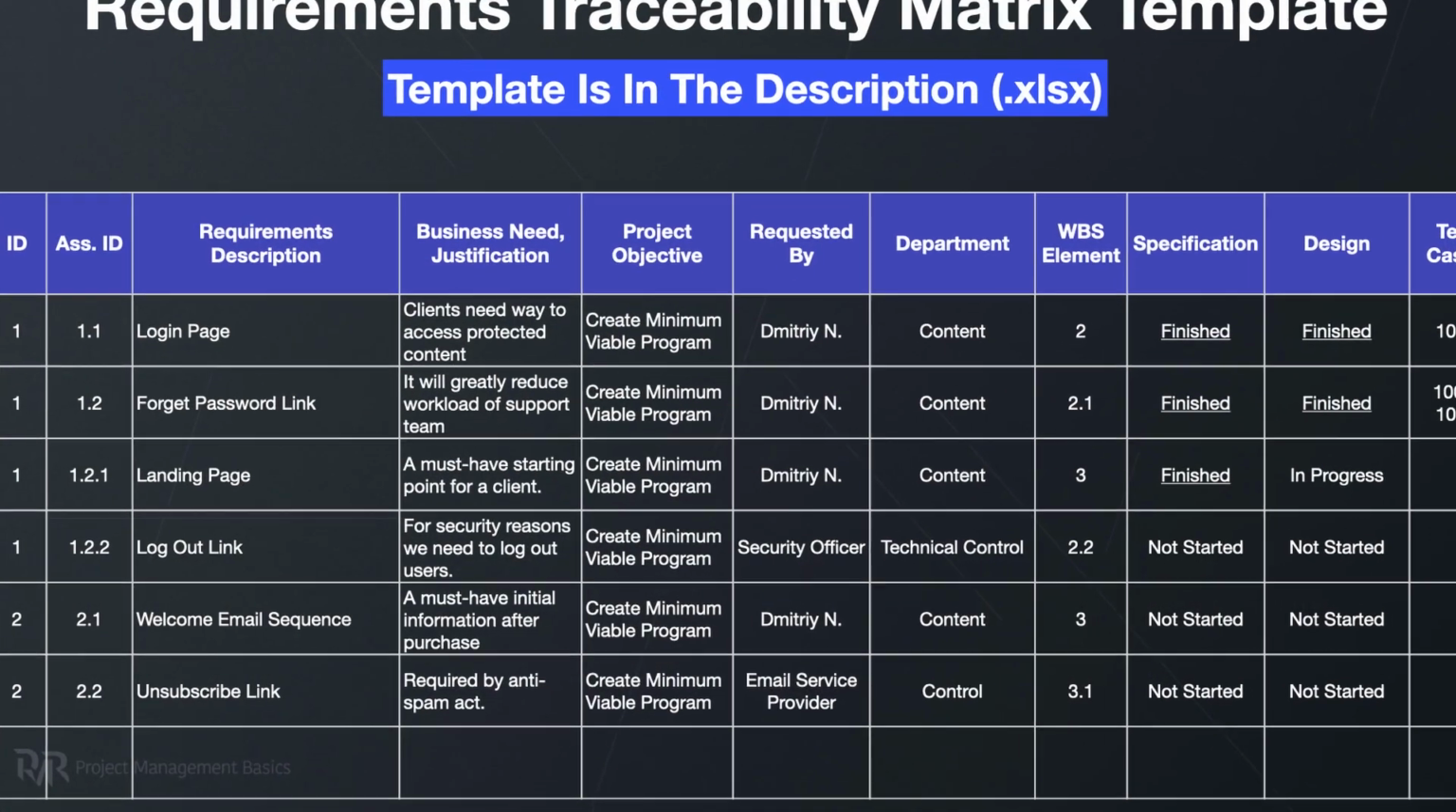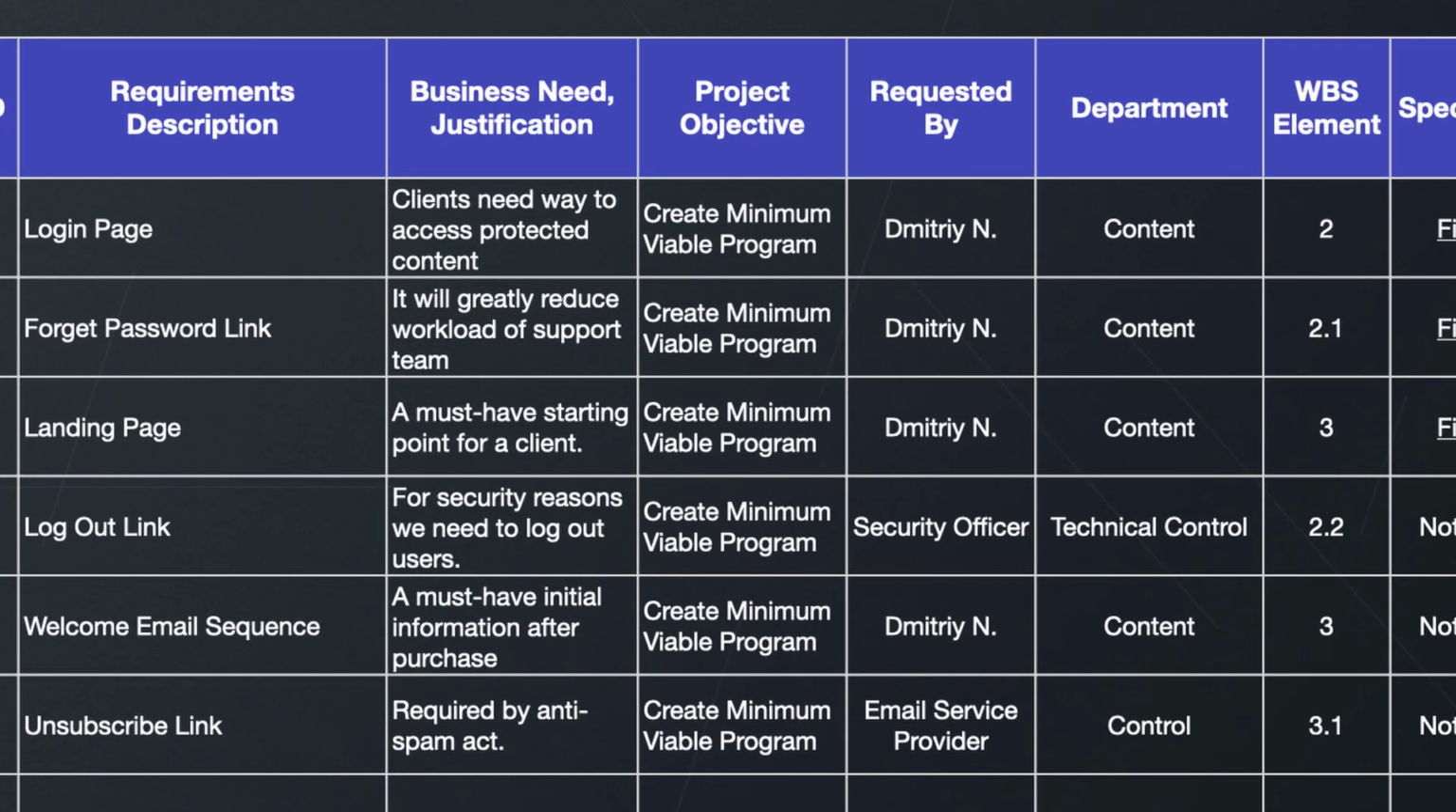For example, we need to fill in the business need and justifications for each requirement. Oftentimes, it appears that some requirements don't have any justification, and we therefore remove these requirements because it doesn't bring any value to the product or the users. It helps us to prevent the gold plating.